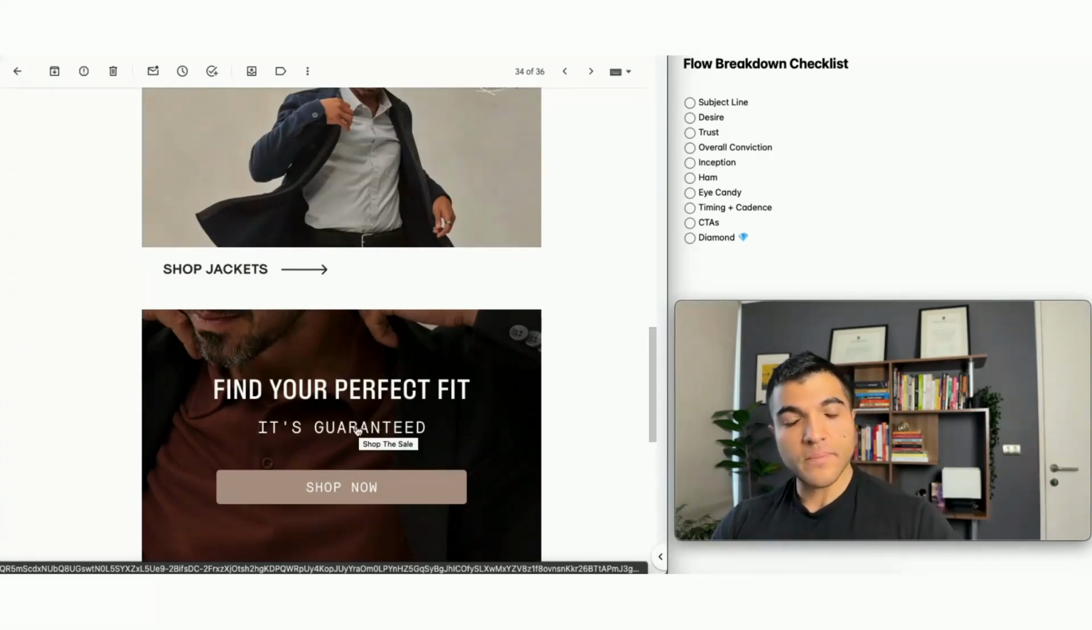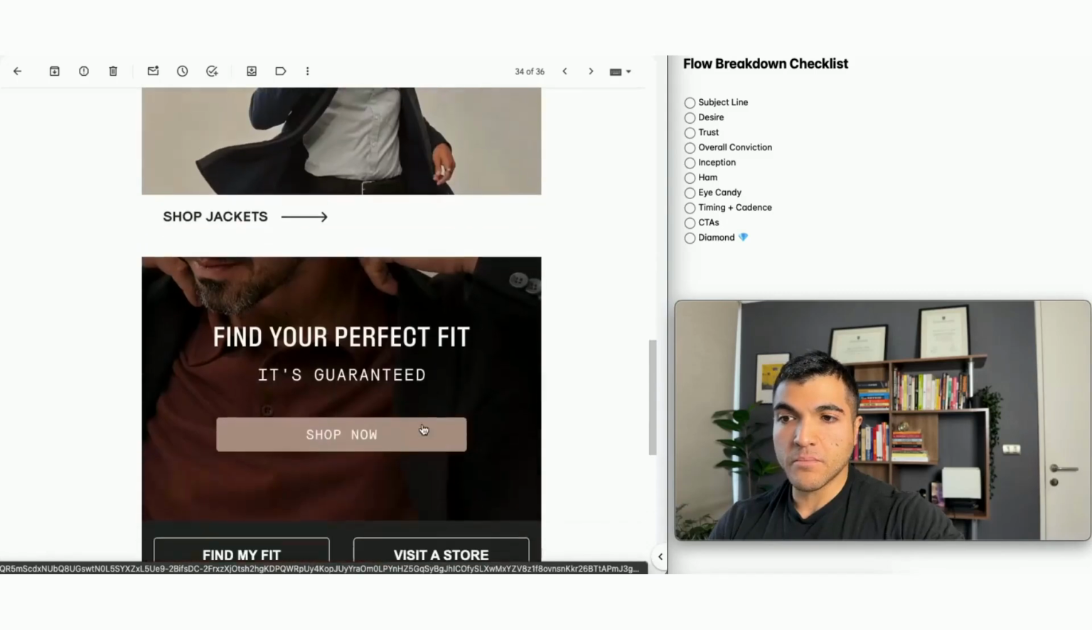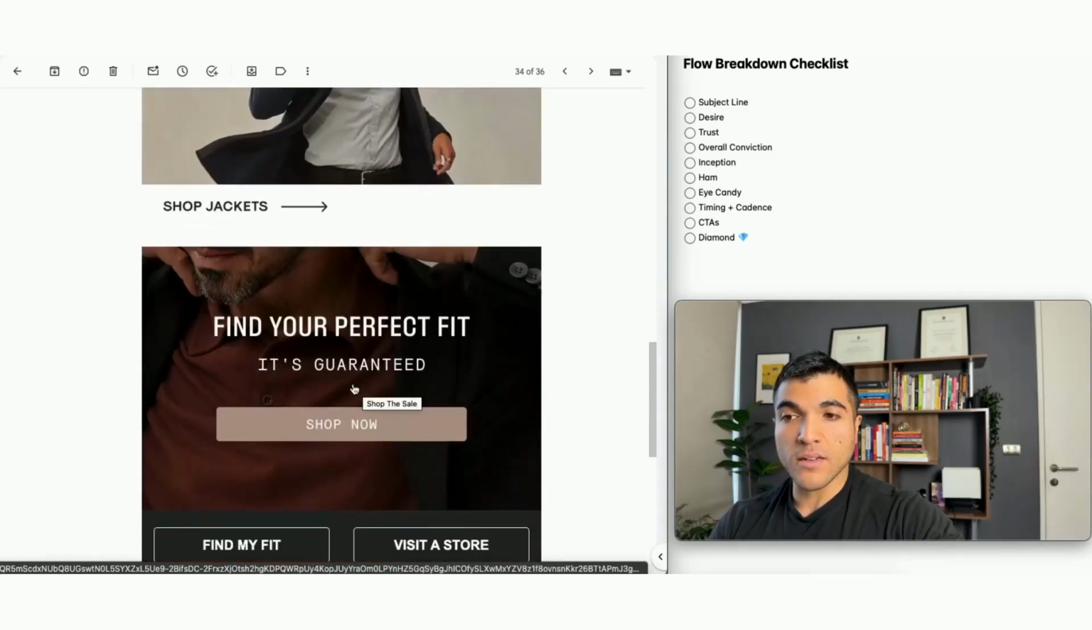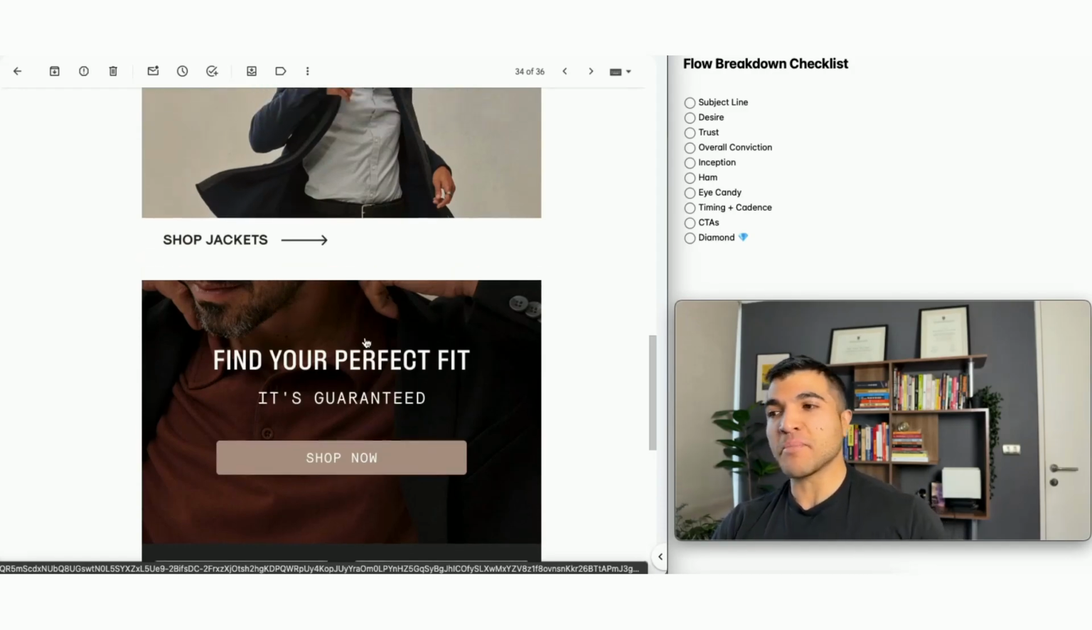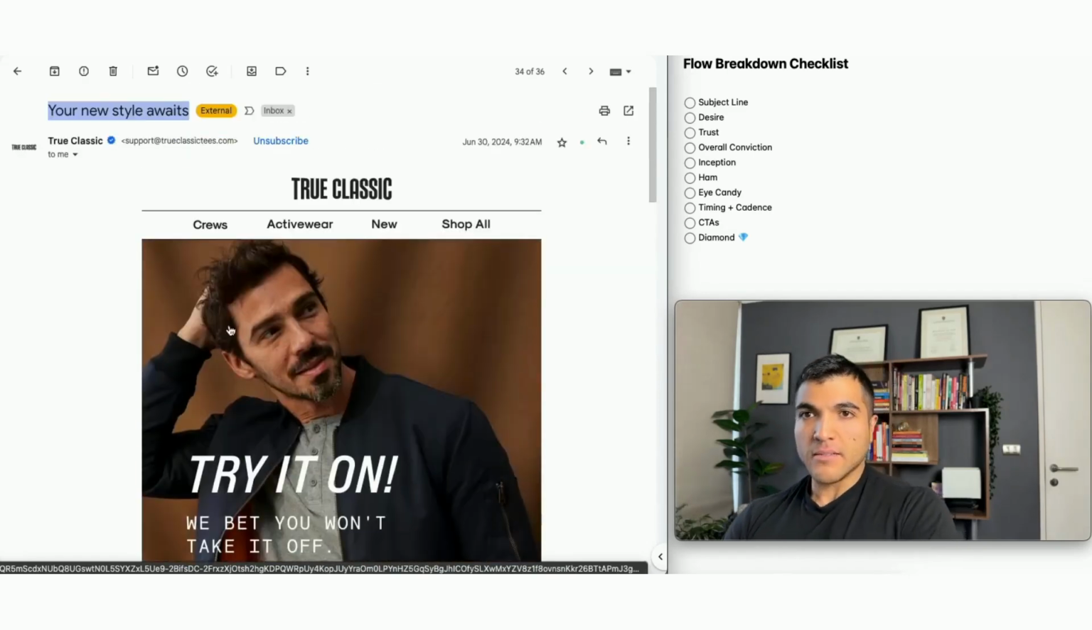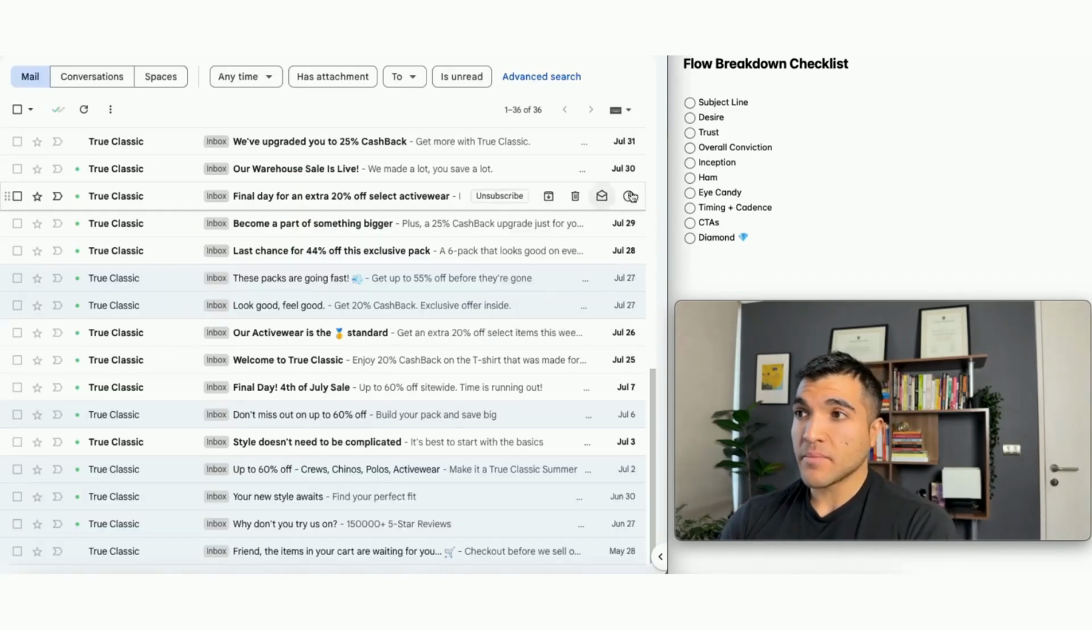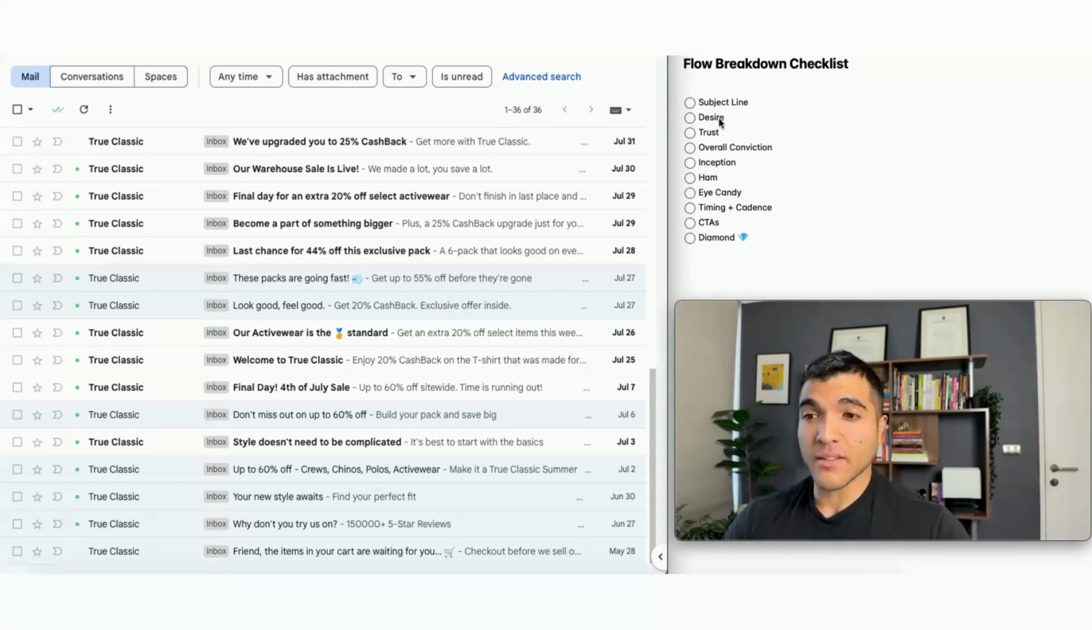I would like to see that here. It could be one line, like it's guaranteed. Like, find your perfect fit. If you don't like it within the first 30 days, we'll send your money back. Even better, find your perfect fit. If you don't get a compliment within the first 30 days, we'll send your money back. Something like that. But that's the idea. So again, it's an okay email, builds some trust, not much desire. We already covered that. So overall, not much conviction.